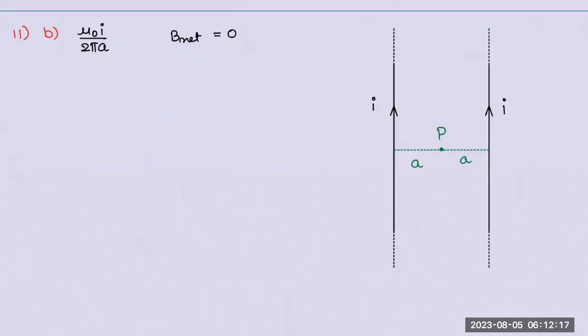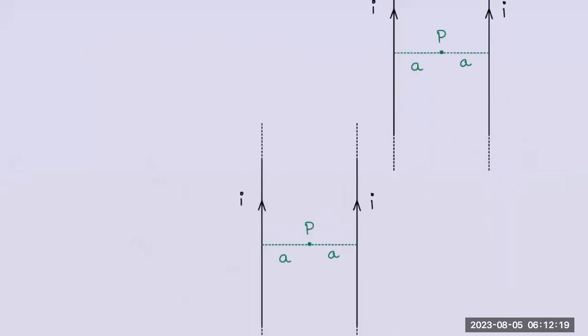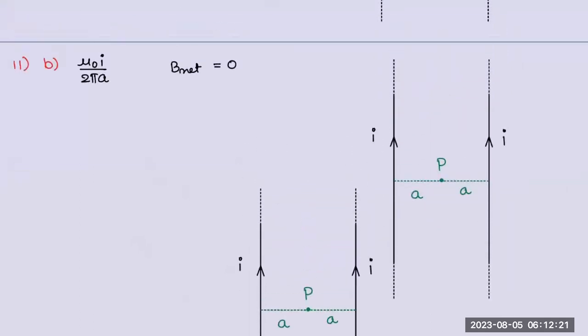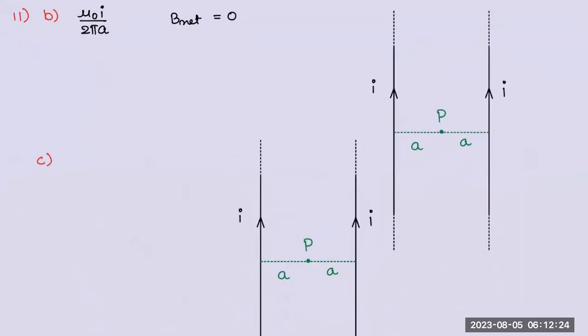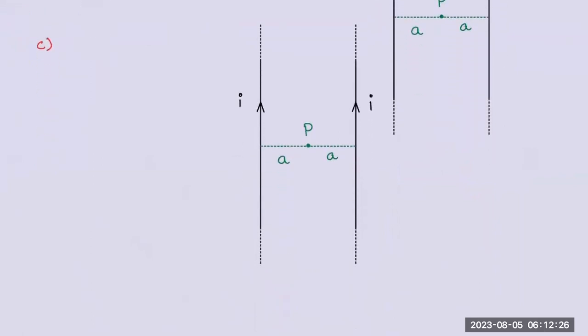But what I do is I'll copy this. I'll go for the next one. I'll write like this. This is B. This is C. Only difference between B and C is the current, right? The current is 2I. Now, the first one, B1, I'll take this as 1, that is 2, right? So, B1 is equal to mu naught I by 2 pi A, and magnetic field is inwards.